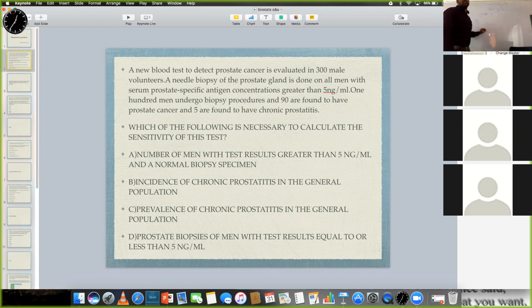He's given 5 with chronic prostatitis. But it doesn't matter because we are dealing with prostate cancer and no prostate cancer. Whether he has chronic prostatitis or benign prostatic hyperplasia, it doesn't matter. The fact that 5 people are found to have chronic prostatitis is a distractor. So leave that aside. Even that is not important.